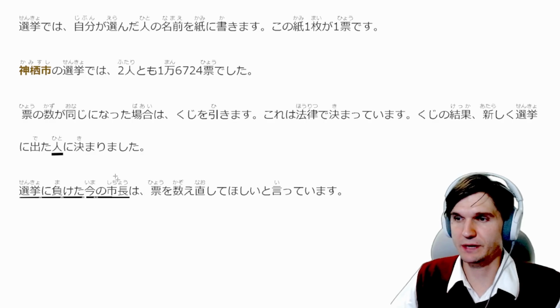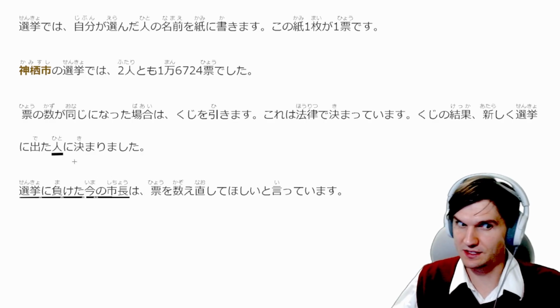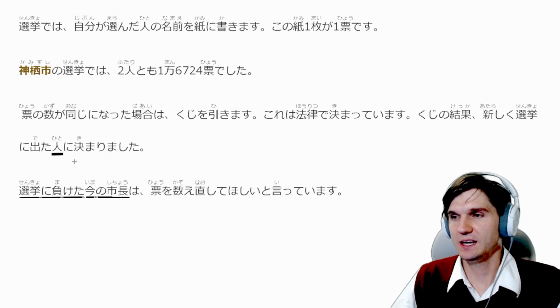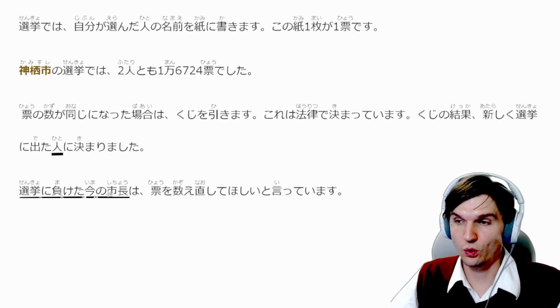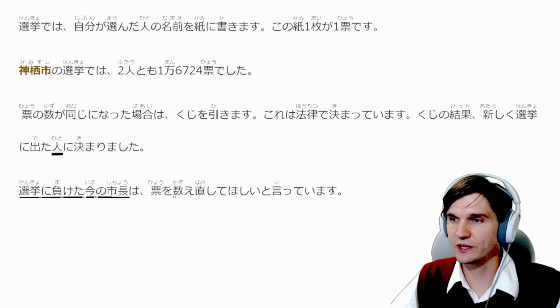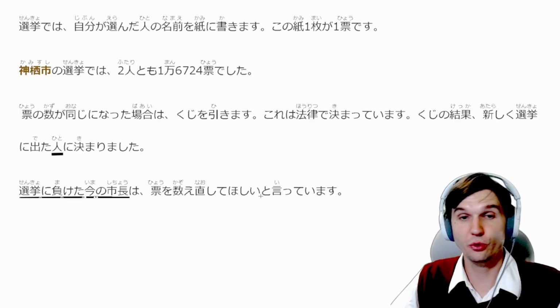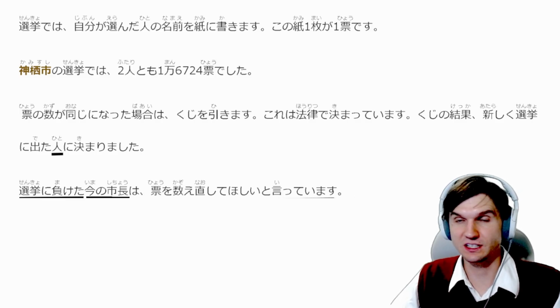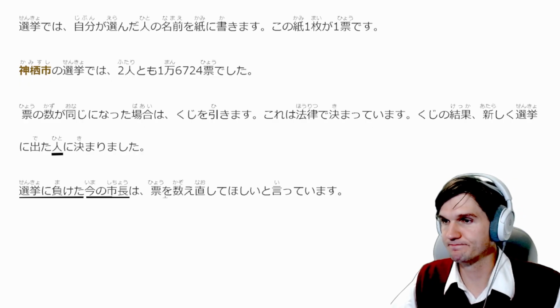So the current mayor who lost in the elections, so they had the same number of votes, but the current mayor lost the draw, and he, what? 票を数え直してほしいと言っています. So we end with と言っています. This is something he is saying or has said. So what is he saying here?